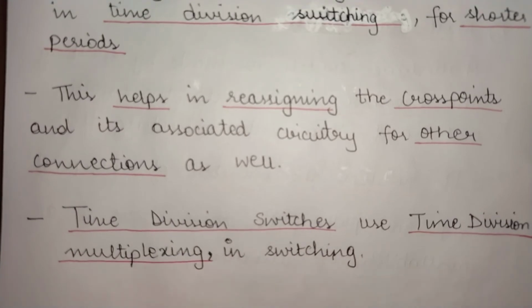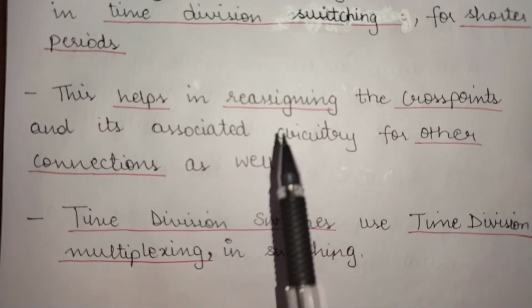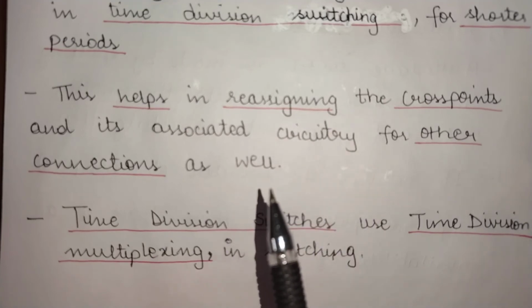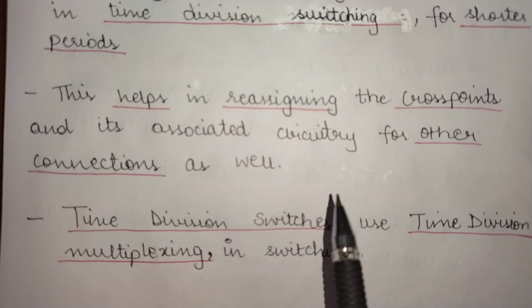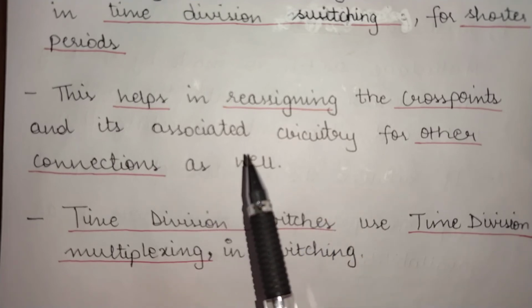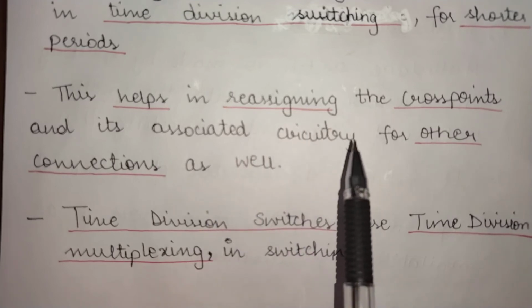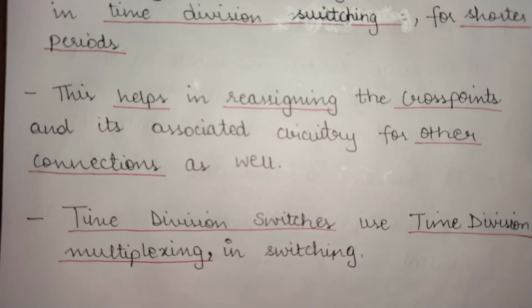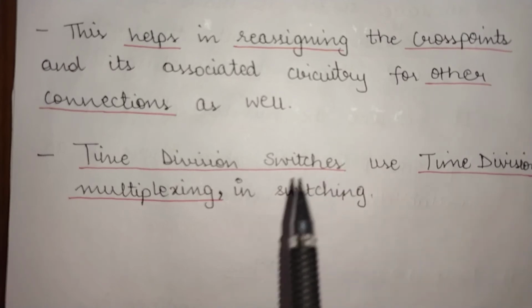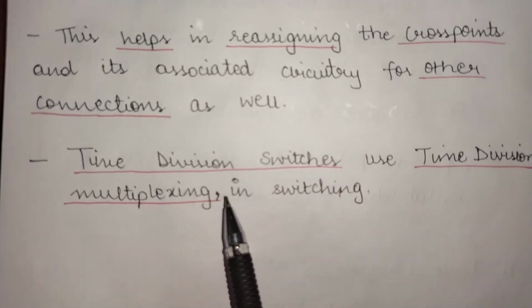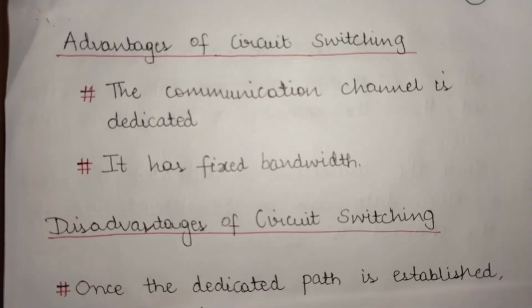Now, what advantage do we get out of time division switching? It helps in reassigning the cross points, right? You can reassign the cross points once to the input signals and then to the output signals, right? And all the associated circuitry of the cross points for other connections as well, right? So basically, time division switches use, as I said, the concept of time division multiplexing in switching.